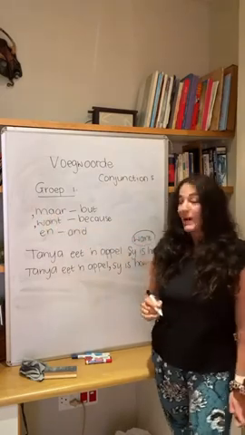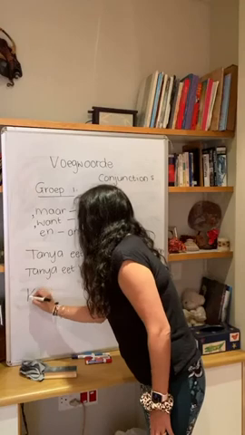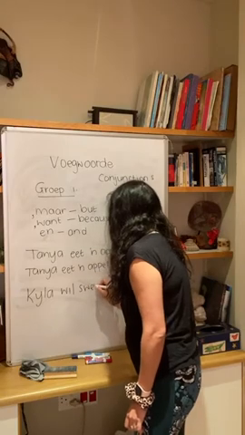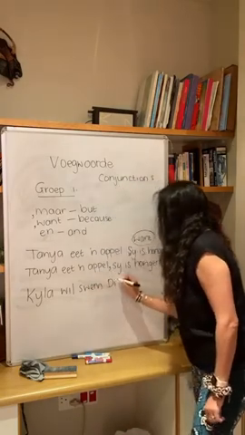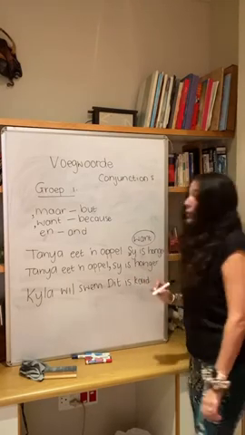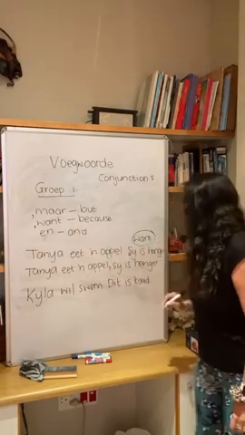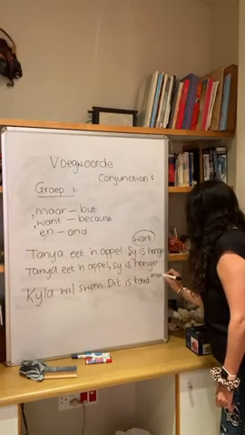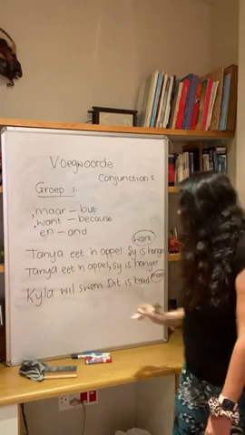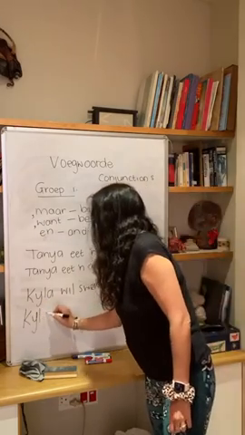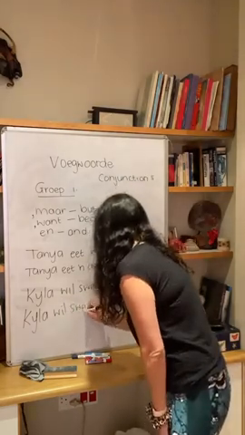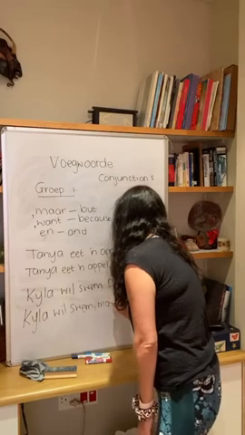Maar. Maar means but. Kyla will swim. Kyla wants to swim. Dit is koud. It is cold. Join the sentences with the word maar. Okay, because it's maar, it gets a comma before. So, Kyla will swim, maar dit is koud.